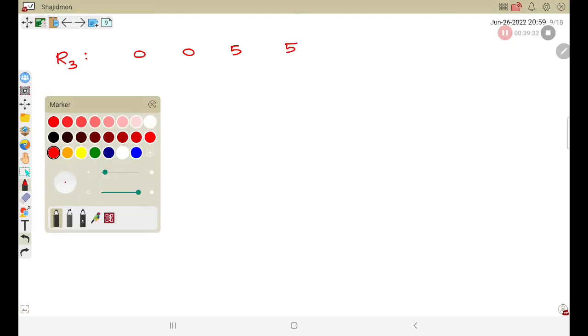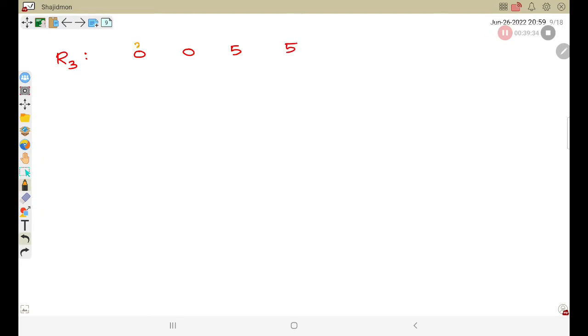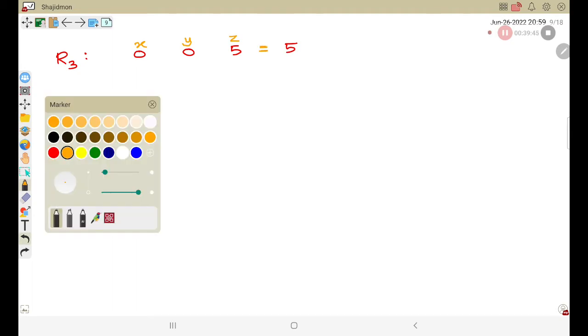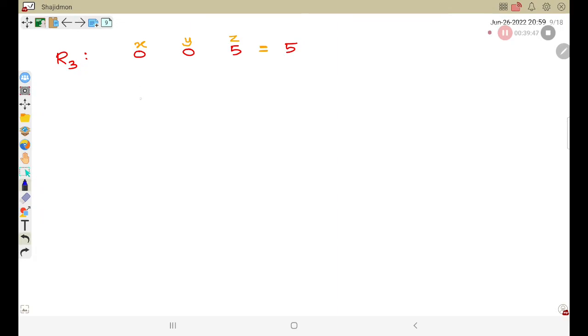Now always keep in mind, the first number stands for x, the second number stands for y, the third number stands for z, and this is the right side number after the equals sign. So 0 multiply x means 0, correct? 0 multiply y means 0. 5 multiply z means 5z equal to 5. See, that row changes like an equation. 5z equal to 5. From this you can find the z value easily, correct?